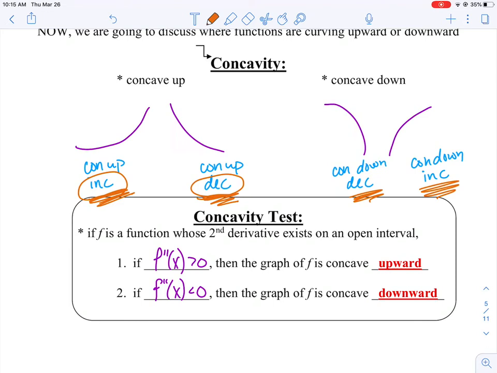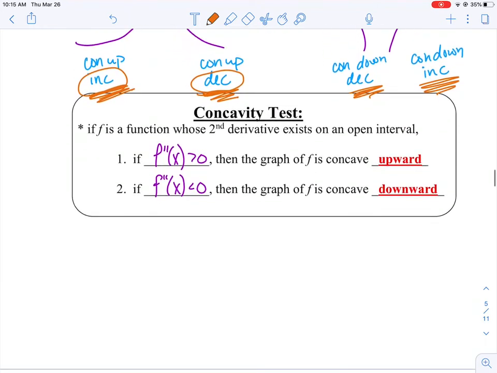Well, concavity is determined if your second derivative is positive or negative. If your second derivative is positive, then your original graph is concave up. If your second derivative is negative, then f is concave down. So again, first derivative tells you increase and decrease, but second derivative helps us tell if it's concave up or concave down. So that's what we're going to discuss in the next few videos.